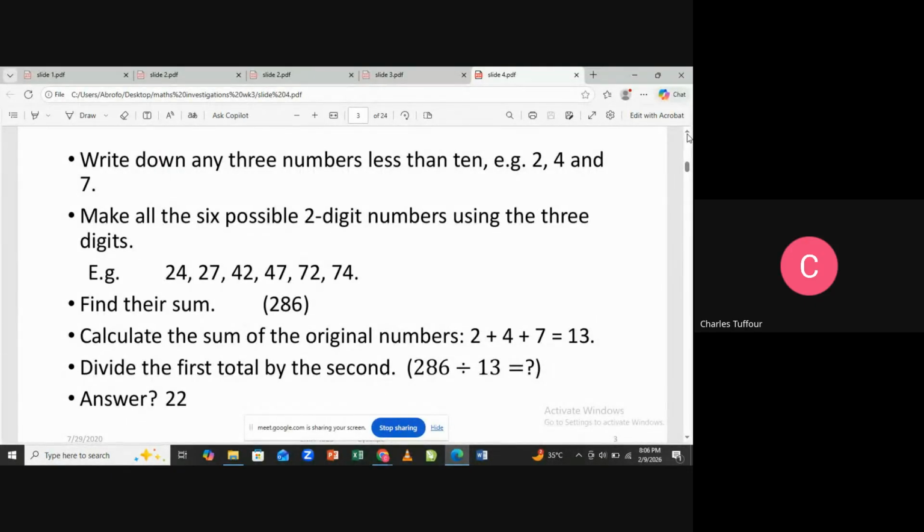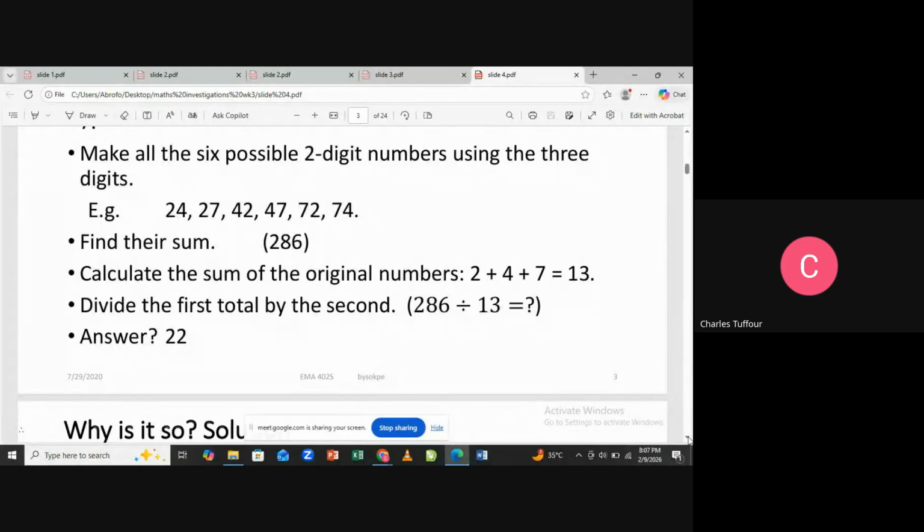So sum them up. Find the sum. Add them. Mine will be 24 plus 42 plus 27 and so on. Do not tell me the total. Write the total somewhere. Say I'm done. Have you done with your total? Now add your original 3-digit values, the three digits that you chose. Me, I have 2 plus 4 plus 7. Add yours. Do not tell me. Are you done?